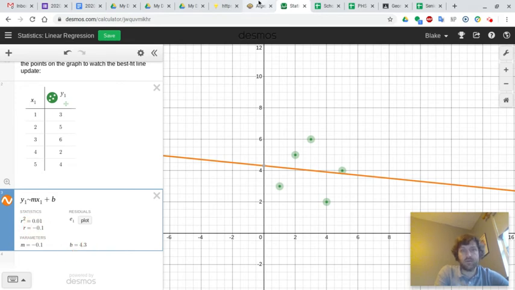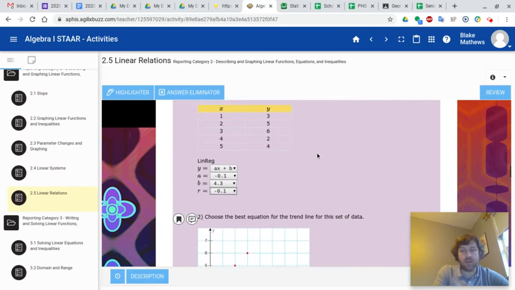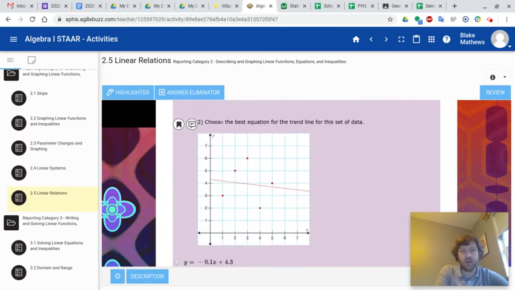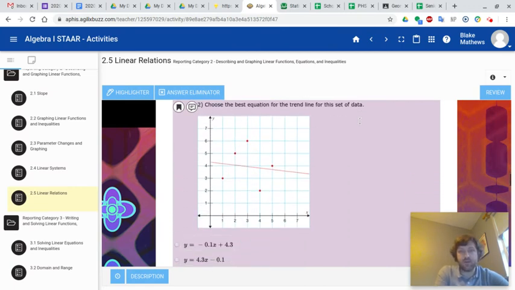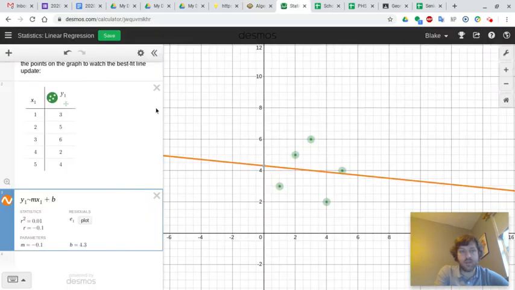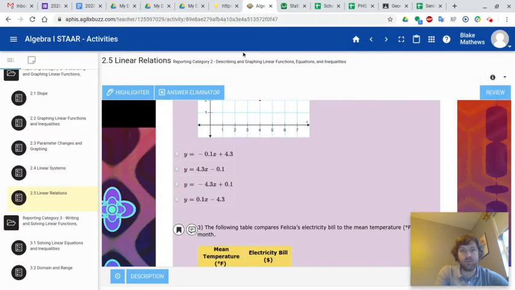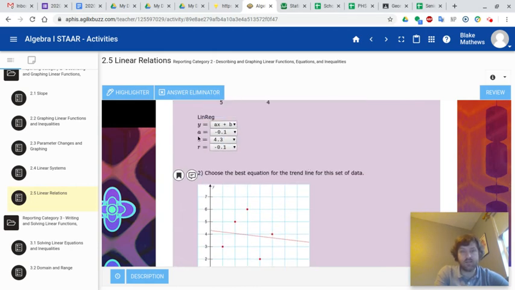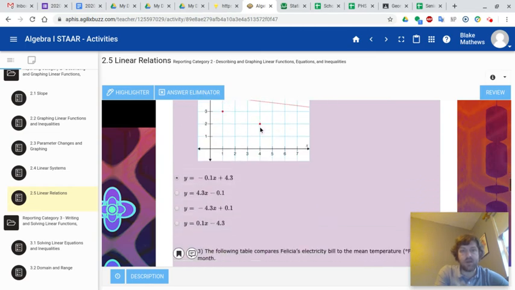Now we're going to go to the next question, because it asks what's the best equation for the line. If we're doing M and B, M is the slope, B is the y-intercept, so it's going to be mx plus b. M is negative 0.1, so it should be negative 0.1x plus b, which is 4.3. So this is the answer choice. All I'm doing there is taking this a and the b and putting them in here so that it makes an equation.